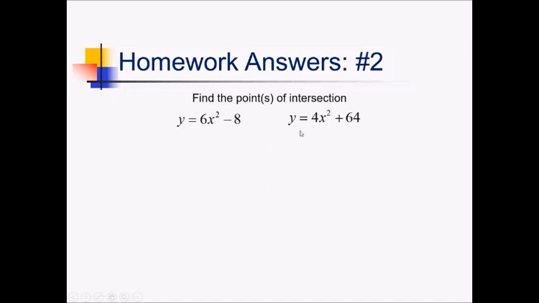For this one, finding the points of intersection, I'm going to use the substitution method because we've got y isolated in each of these equations. So since 6x squared minus 8 equals y in this equation, I can replace the y in the second equation with 6x squared minus 8. And now I have a single equation with only one type of variable, just x's.